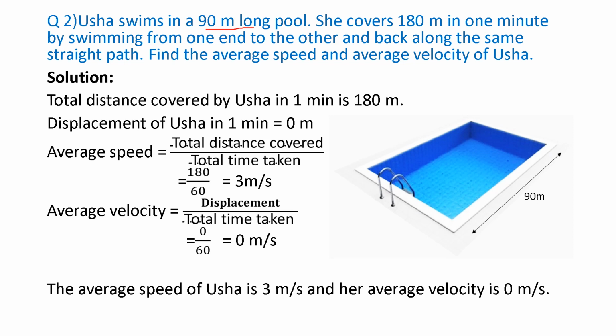Let us first calculate the average speed. It is total distance by total time, so that is 180 by 60. On dividing we get 3 meter per second. So this is our average speed.